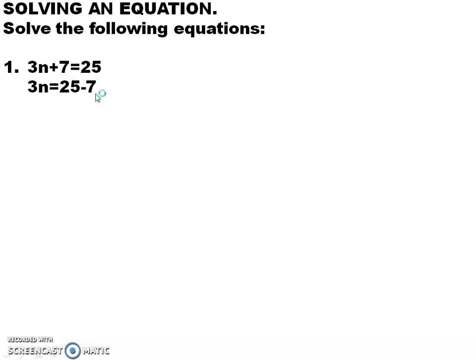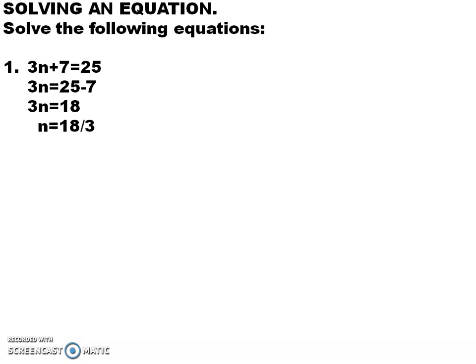What is the next step? 25 minus 7 is equal to 18. So 3n is equal to 18. What is the operation here? 3n means 3 into n. When you take 3 to the other side, it becomes division. n is equal to 18 by 3.